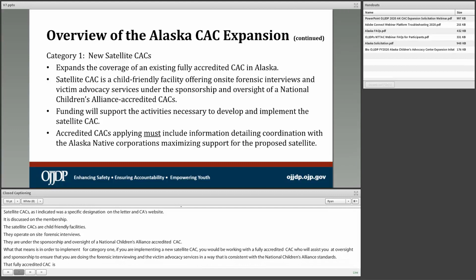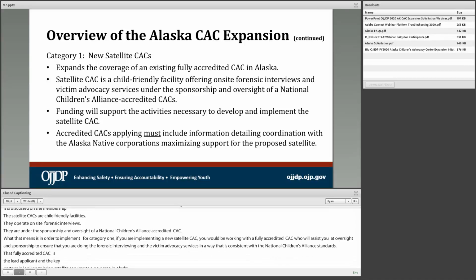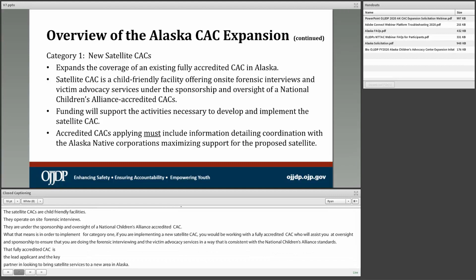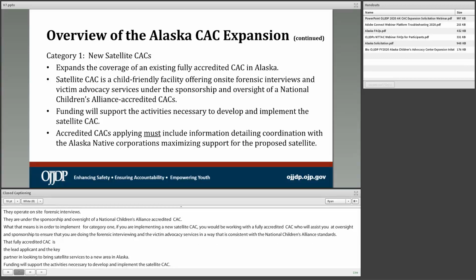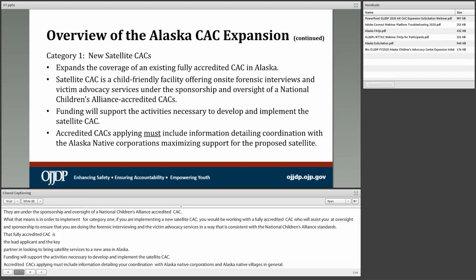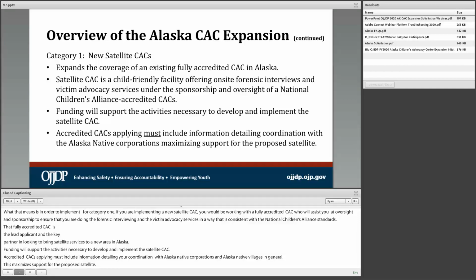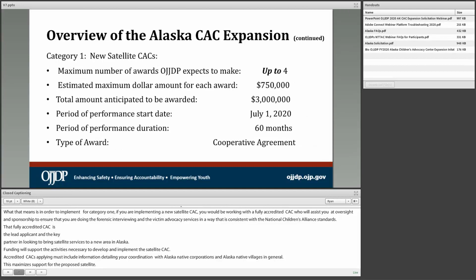Funding will support the activities necessary to develop and implement the satellite CAC, and accredited CACs applying must include information detailing your coordination with Alaska Native corporations and Alaska Native villages in general, maximizing support for the proposed satellite. So OJJDP is looking for applicants to come in in partnership with each other to support Alaska Native villages and to expand the reach of CAC services throughout the state, particularly in underserved and harder to reach areas of Alaska.